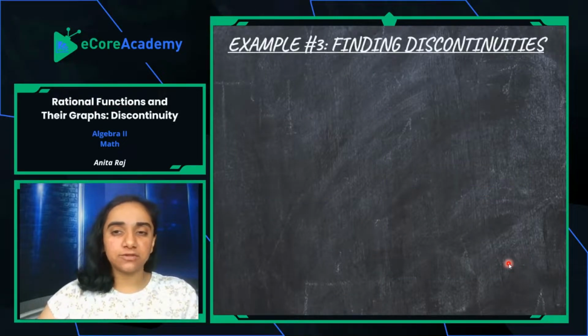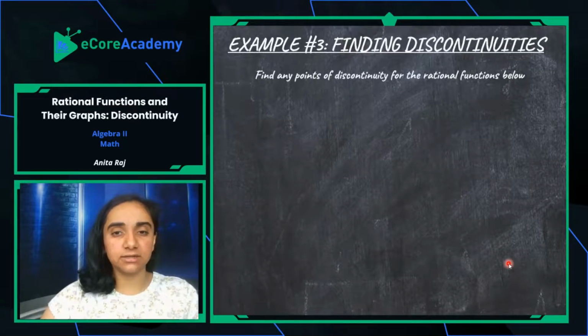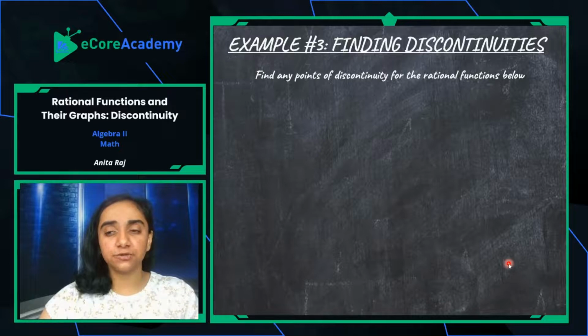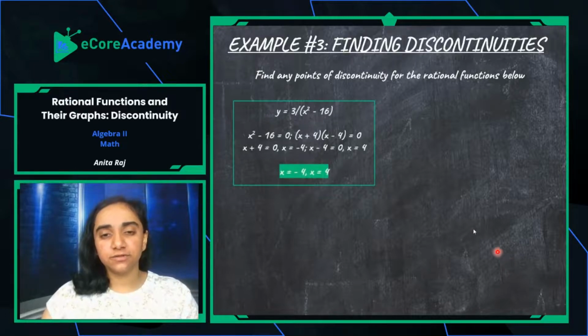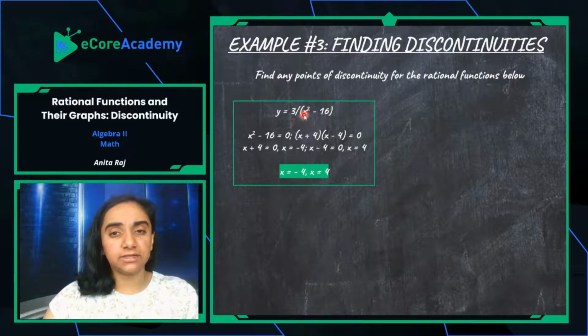Okay, we're going to go through our last 4 examples, continuing to find discontinuities. And our only instructions are: find any points of discontinuity for the rational functions below. So here's our first function, y is equal to 3 divided by x squared minus 16. We're first going to set the denominator equal to 0. So x squared minus 16 is equal to 0, and we're going to factor this.